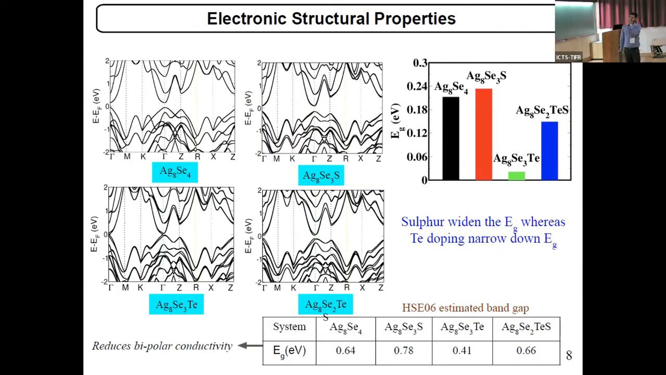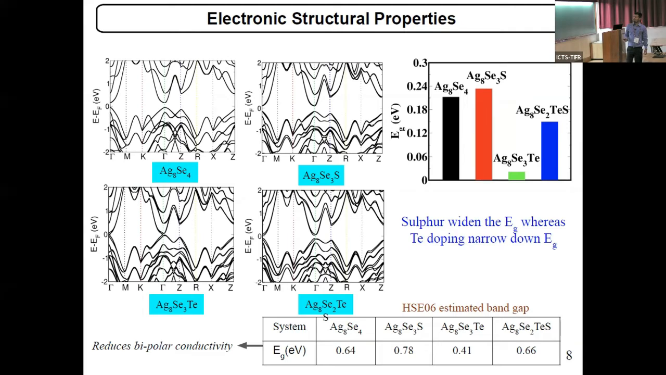Now coming to the result part. This is the electronic band structure of beta phase of Ag2Se. As we dope the sulfur, it is like 25% sulfur is there. So we can see that band gap increases because of the sulfur doping. But for tellurium doping, band gap decreases. So we optimize the band gap with the co-doped case. So it is like tellurium and sulfur is there. For this case, the band gap we are getting is around 0.18 electron volt.